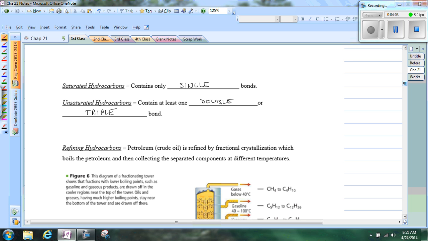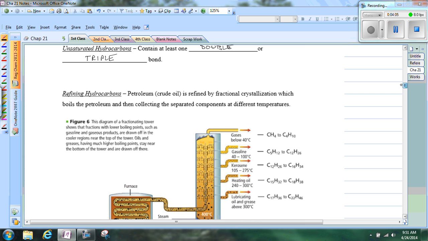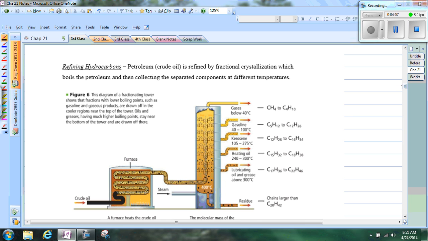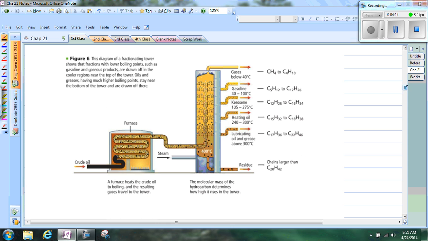Hydrocarbons are refined, and by hydrocarbons we really mean petroleum, in a process called fractional crystallization. But really it's just a way of separating out higher molar mass compounds from lower molar mass compounds. I'm not really going to get into asking you about refining hydrocarbons.